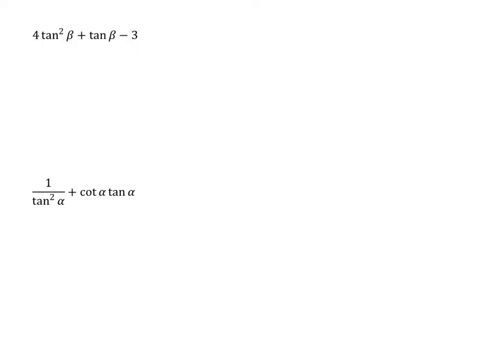For this type of problem, my strong recommendation is that you replace the tangent of beta with something like x. Then you can rewrite this entire statement in terms of x, and it kind of helps you see what it is you're supposed to do. So I'll rewrite this as 4x squared plus x minus 3. And what I can see is that now I've got a quadratic. And quadratics we can deal with in a bunch of ways. This one is actually factorable.